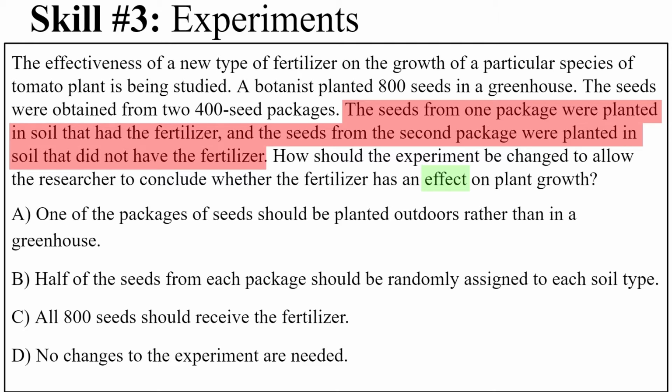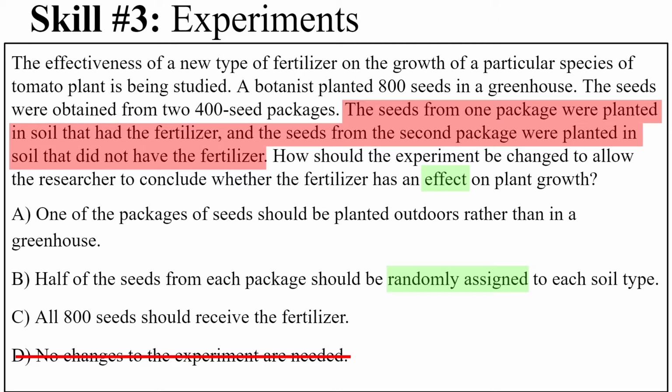And do you notice the question says whether the fertilizer has an effect? Can you deduce cause and effect in this experiment? So they don't really care about generalizing. Their question is asking about cause and effect. And remember, cause and effect is determined by, do we have random assignment or do we not? So we don't have random assignment. So we can't conclude cause and effect. So we've got to change it so that it does have random assignment. Let's look at the answer choices. D is out. We just said a change needs to be made.